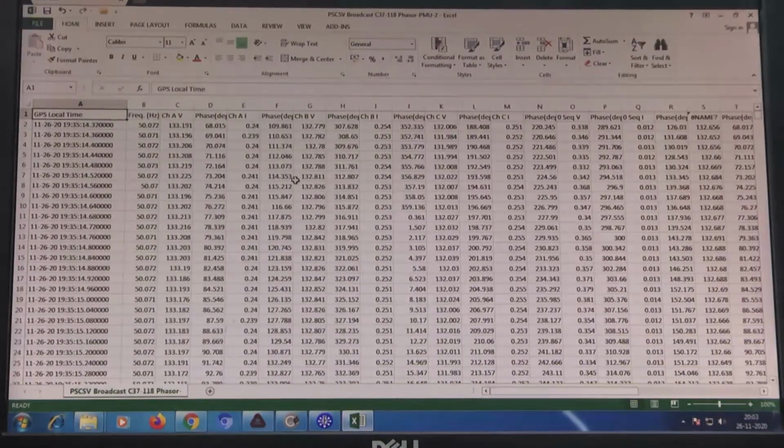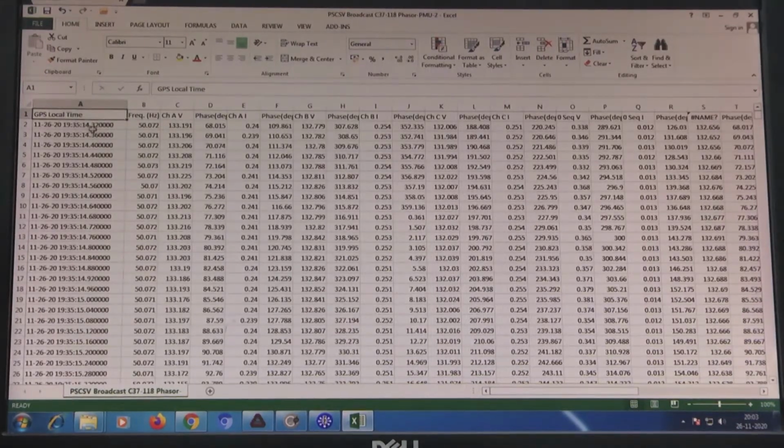Next, we will see how this data can be downloaded into an Excel file, which can be useful for data analytics. Now, we will see the Excel file downloaded for this particular setup and condition. If you see here, the first column, column A, shows the GPS local time. The date here is 26th of November, today's date, and the corresponding time here is 1935, up to the second. So, this is the capability of GPS.